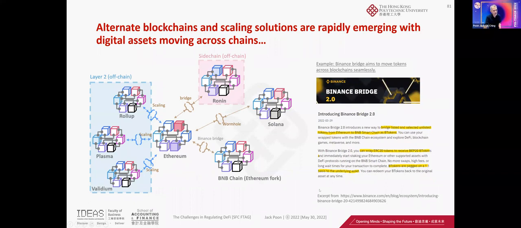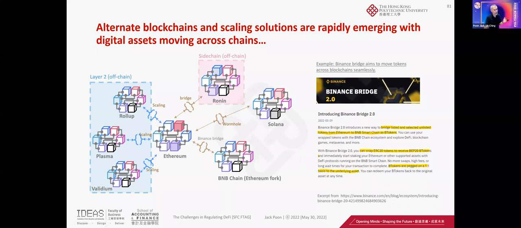So what we have been observing is that no longer do we see Ethereum as the dominating blockchain for digital asset transactions or DeFi. What we have been seeing is that a lot of the activities are now moving off Ethereum in different kinds of fashions. On the left side, essentially, is something called L2.